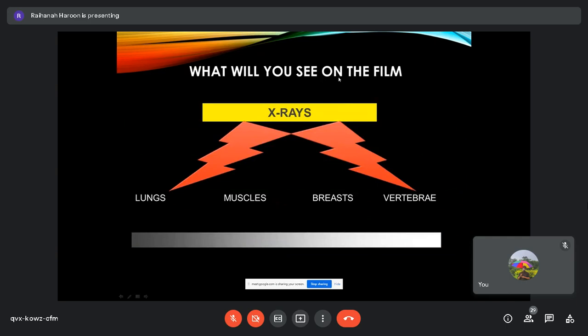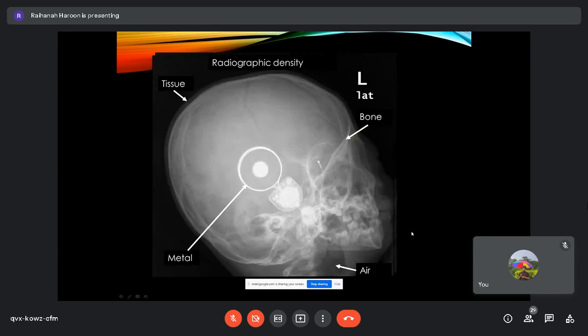So what you will see on the film depends on the type of structures, the tissue depth, and the atomic numbers of the structures. For example, lungs, the majority is gas, so lower atomic number. Muscle and breast are about the same. Soft tissue and vertebral bone will have more opacity.